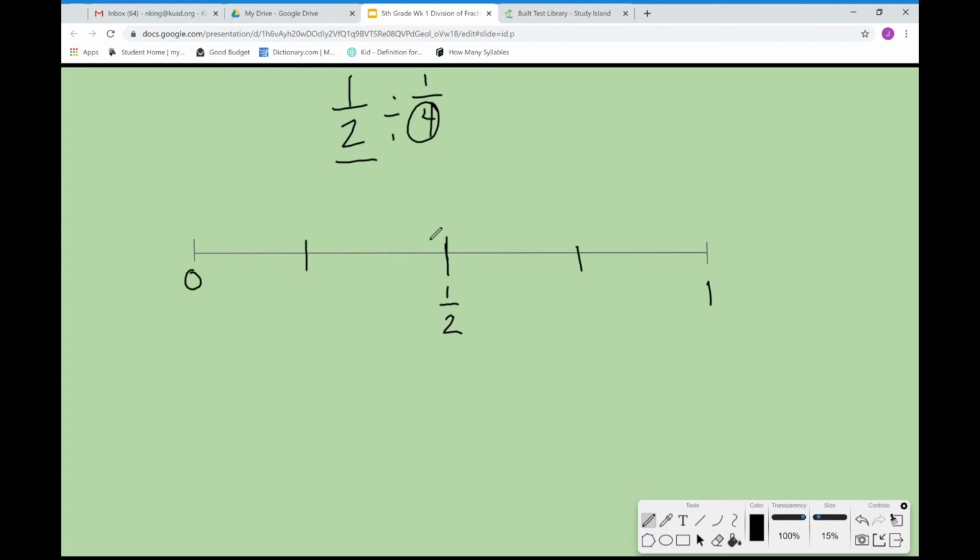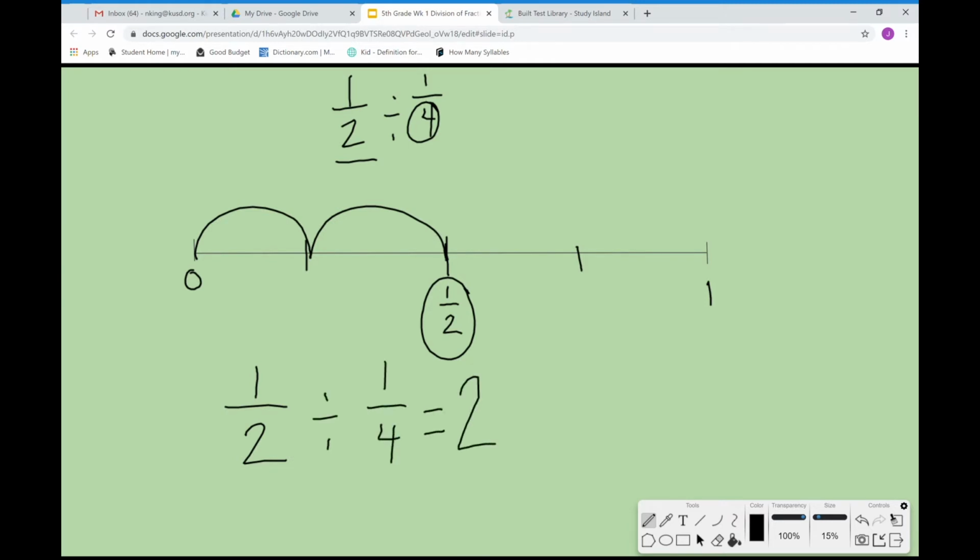Now let's count how many fourths are in 1/2. 1, 2. So there are 2/4 in 1/2. Therefore, 1/2 divided by 1/4 equals 2.